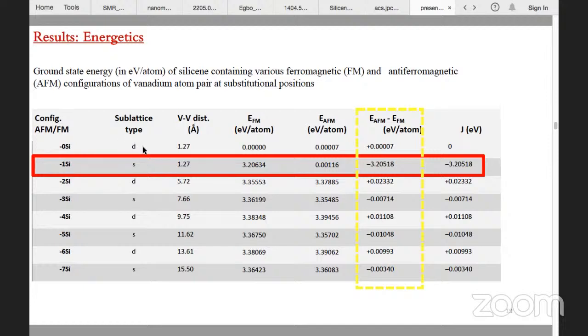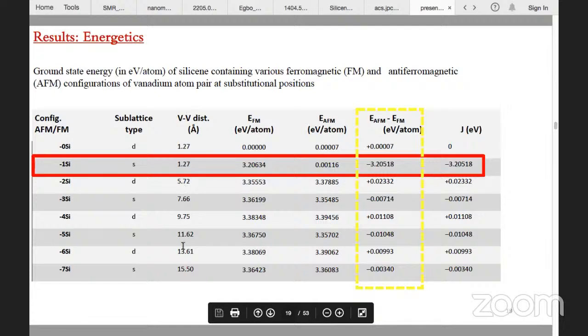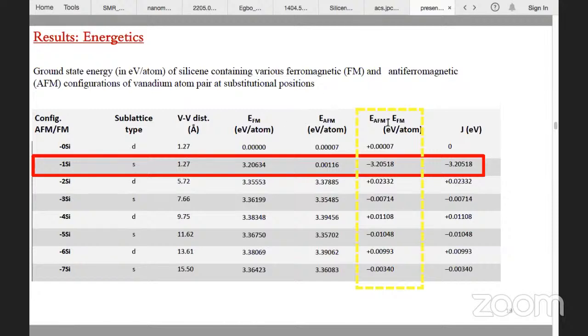So again, if the vanadium atoms are not separated by any silicon atom, then the atoms are at different sublattice positions, as I've shown you earlier. If they're separated by 1 silicon atom, then they are in the same lattice position, and so on. And these are the distances of separation, because as we separate the atoms, the distance also increases. And then the most important thing here is this column, the yellow box.